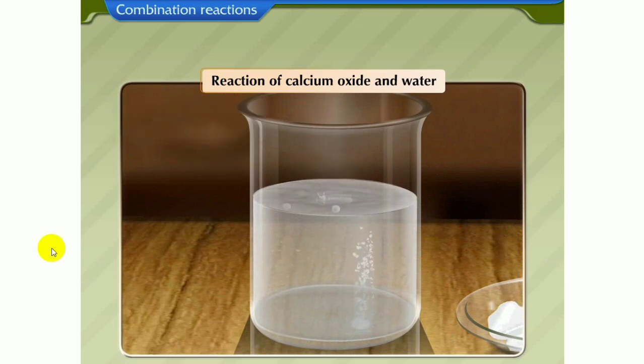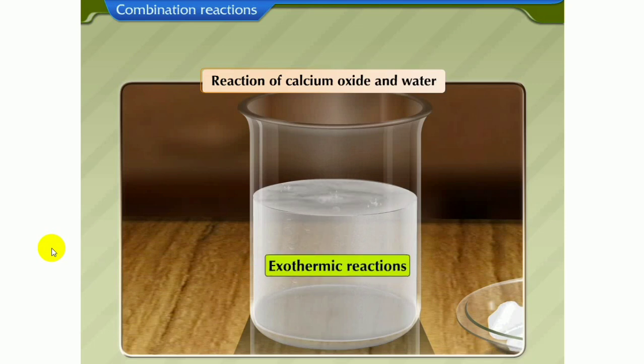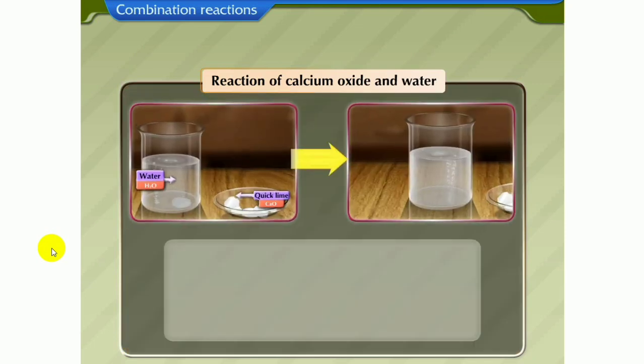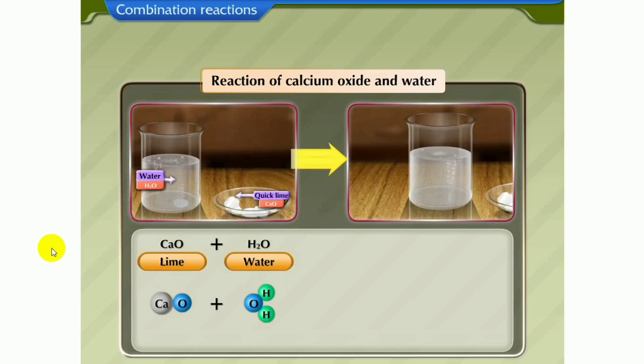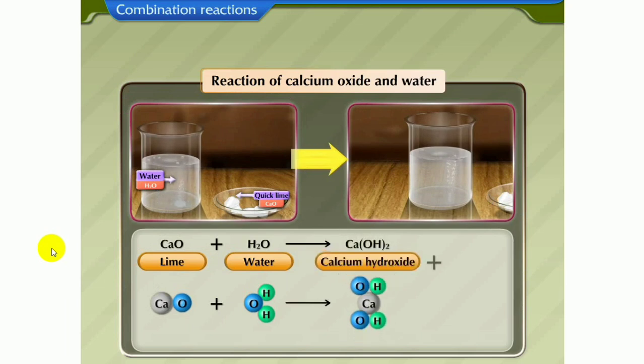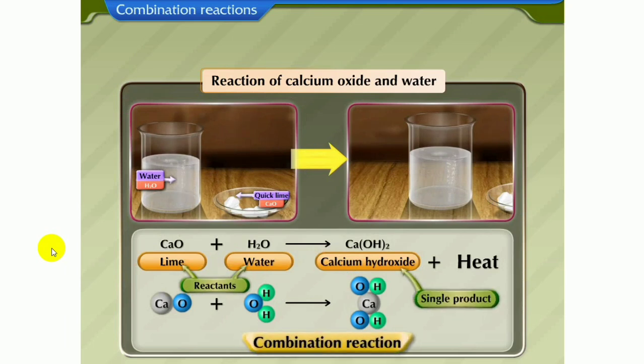As calcium oxide dissolves in water, the temperature of water increases. Such reactions are called exothermic reactions. The reaction between lime and water gives calcium hydroxide and the release of heat. As two reactants give a single product, it is a combination reaction.